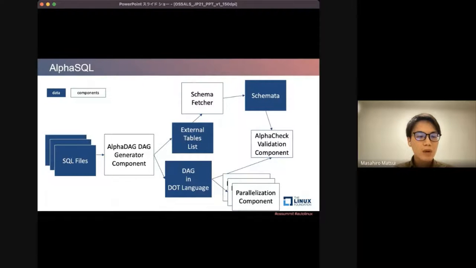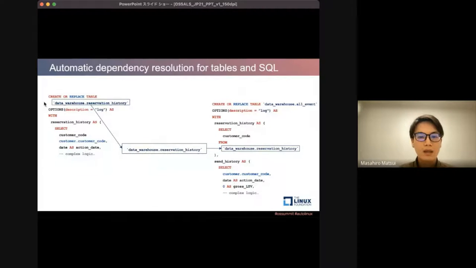To solve all these problems, I developed AlphaSQL. The overall architecture of AlphaSQL is like this diagram. First, SQL files are parsed and analyzed by the AlphaDAG component. The AlphaDAG component resolves dependencies between the statements creating tables and statements referencing tables by using static analysis technique. Complex logics can be written like this.